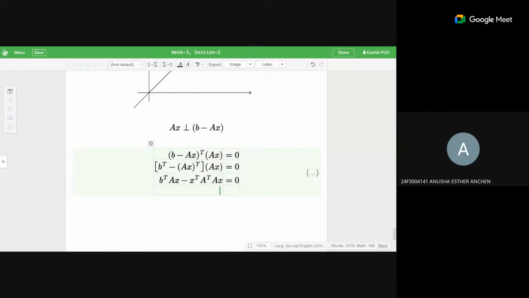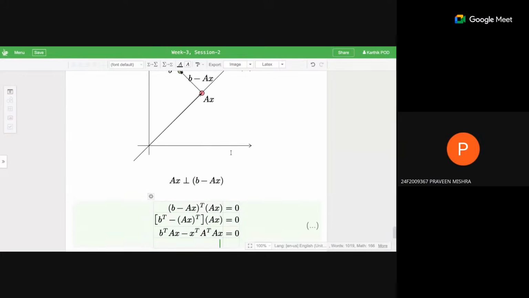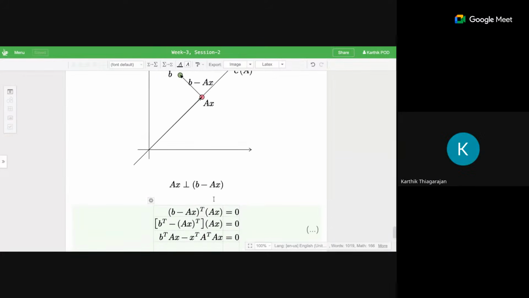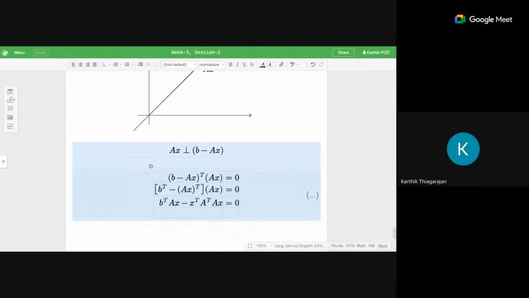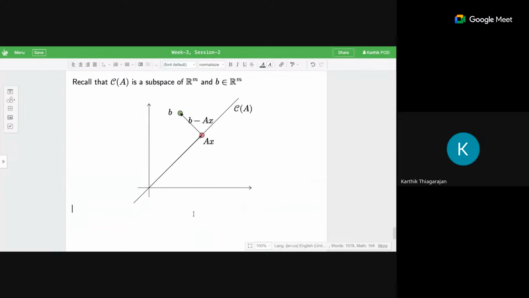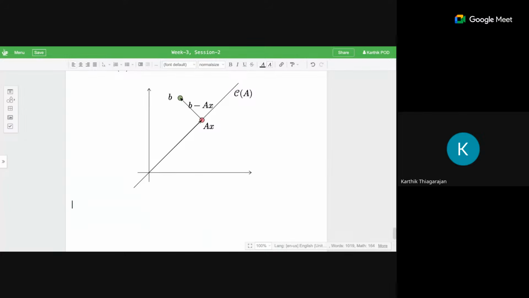There seems to be some mistake somewhere. Scratch the whole thing. What I've written is not wrong, but this is not what we need. What I need is that b minus Ax is perpendicular to x. That is correct. But observe that b minus Ax is perpendicular to the column space of A.